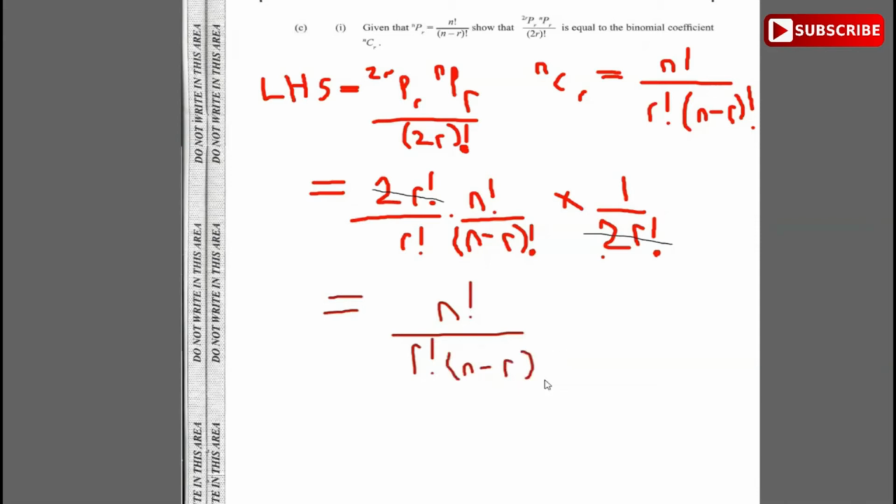All right, and remember, this is actually n choose r. So it is proven. Some people might want to write it in this form. It is indeed n choose r. All right, so soft. This question was too easy. Nice.